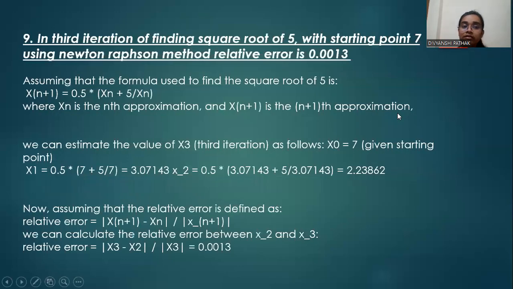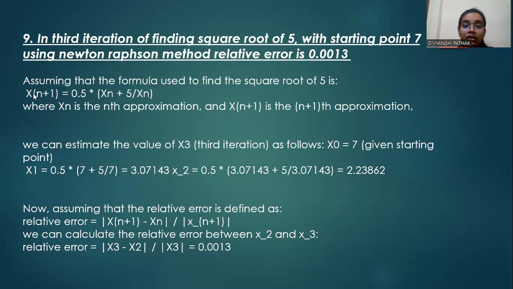Question number 9. In third iteration of finding square root of 5 with starting point 7 using Newton-Raphson method, relative error is 0.0013. Okay, so हमें इसमें बताना है कि थर्ड आइटरेशन पर while finding the square root of 5, the relative error is 0.0013. So let's calculate. We have to find the square root of 5.